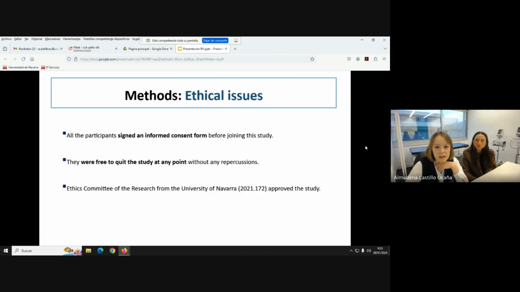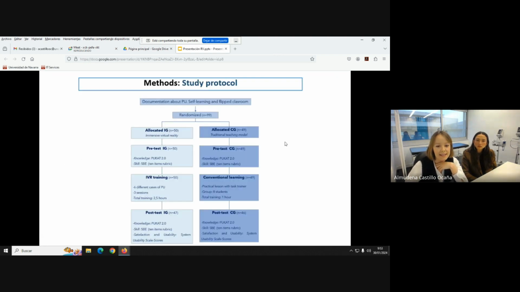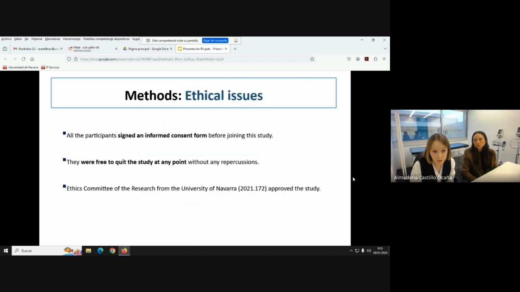In the study protocol, after the randomization, you can see that we did the same pre-test and post-test in both groups. All the participants signed an informed consent form before joining this study. They were free to quit anytime without any repercussion. Obviously, we got approval from the research ethics committee of the university.